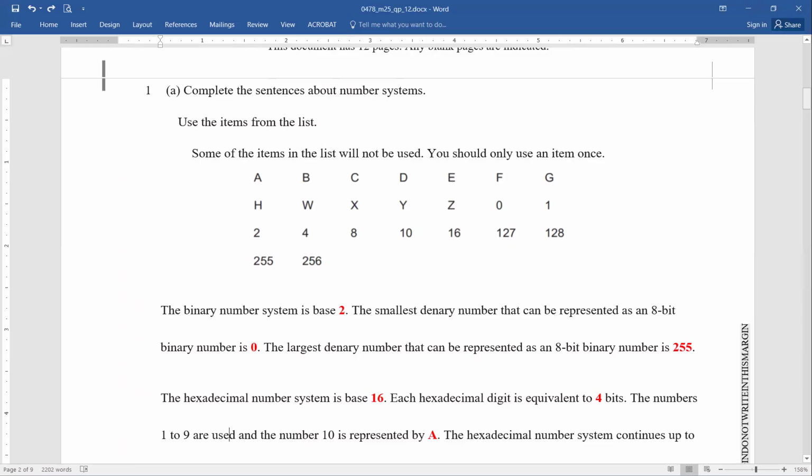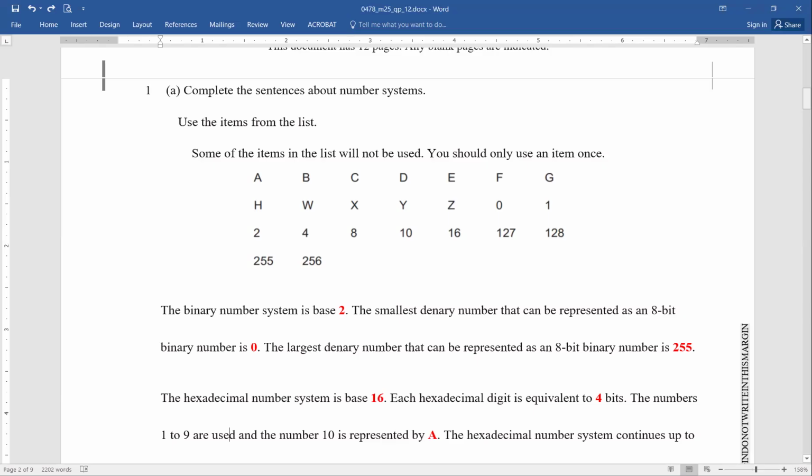And the largest denary number that can be represented as an 8-bit binary number is 255. See, so simple. 8 bits, all of 0. All on, you add them, the value is 255. Isn't it? See, it's so simple. Smallest value is a 0 because all the bits are off. The largest value is 255 when all the bits are turned on. Now, exactly, it's not 256. It's not going to be 255 because 256 will be the total number. If they had asked about the total number of values represented in denary, then you will mention 256. That is how they trick us actually.